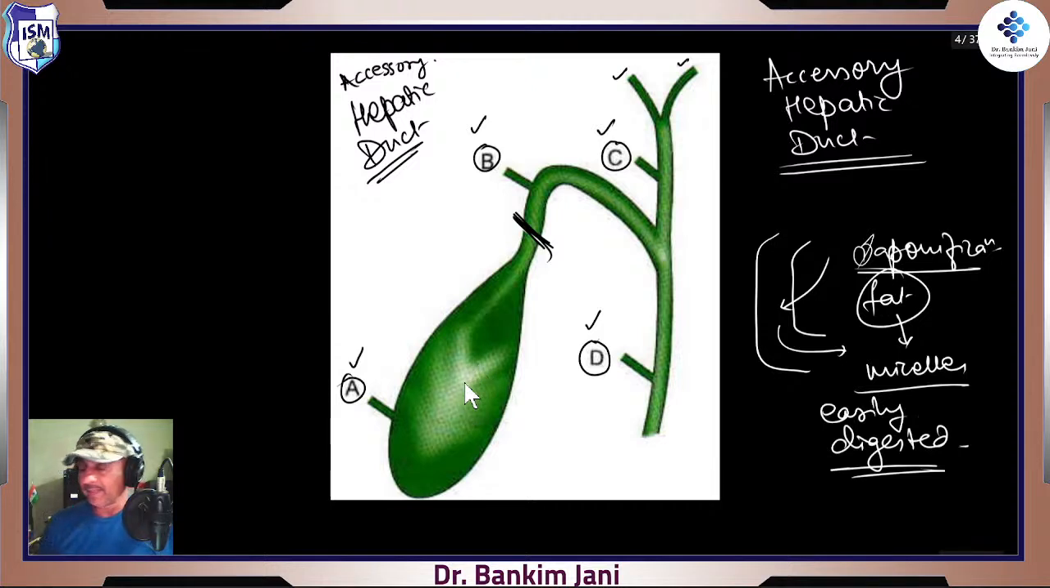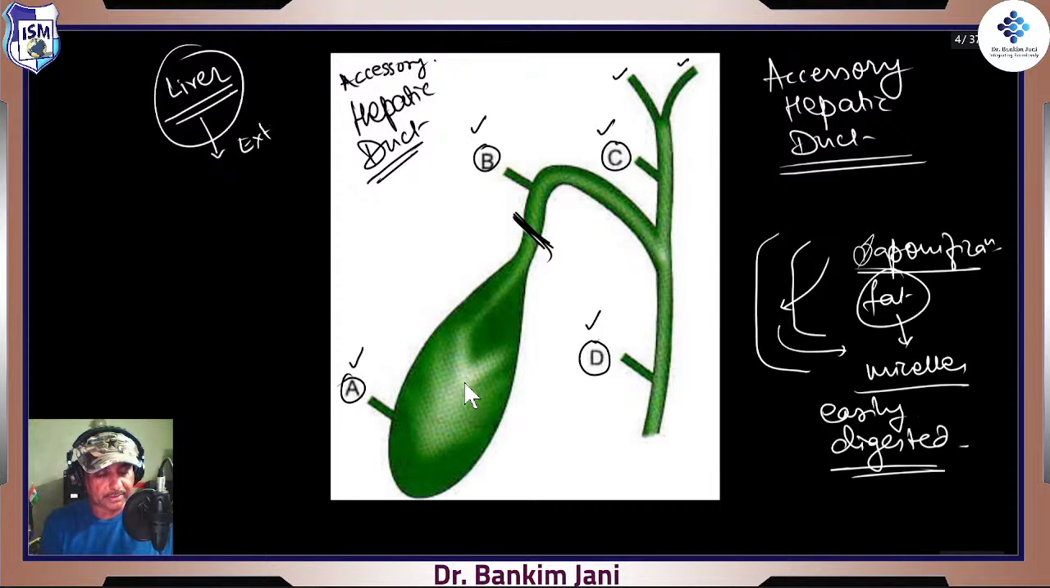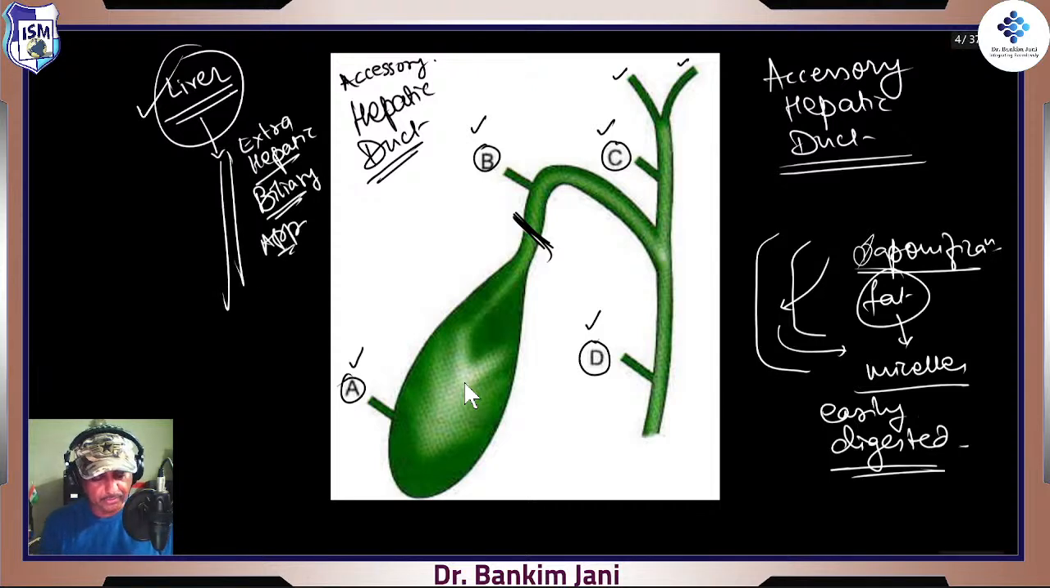Biliary apparatus. Apparatus means devices, and those devices are the parts of the organs which are associated with bile, right? You know very well that bile is produced by the liver. So the liver in itself is a complete entity, but anything outside the liver is called extrahepatic. And the biliary apparatus is something which is associated with bile. So this is hepatic, and the rest are all extrahepatic.